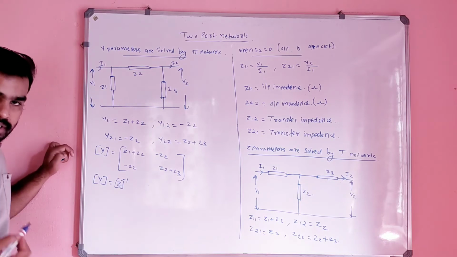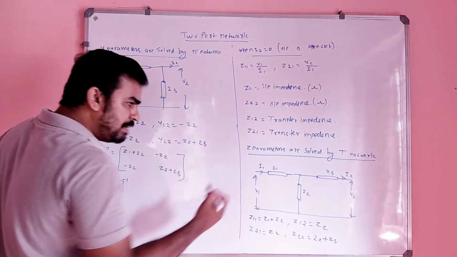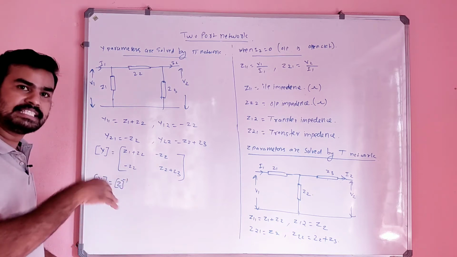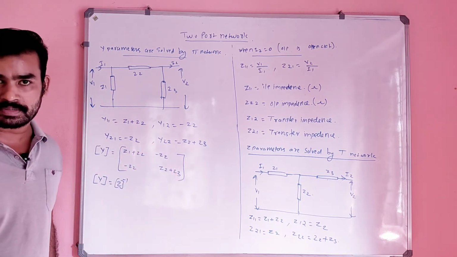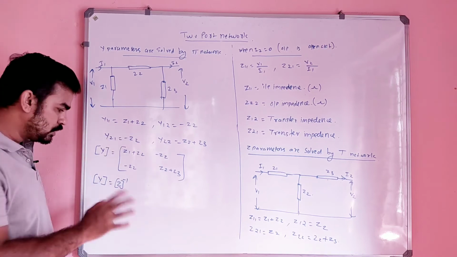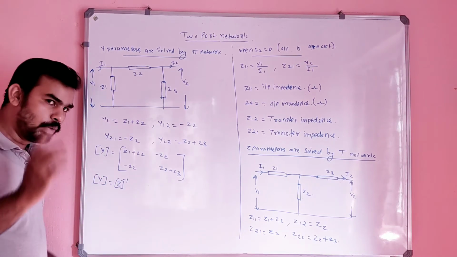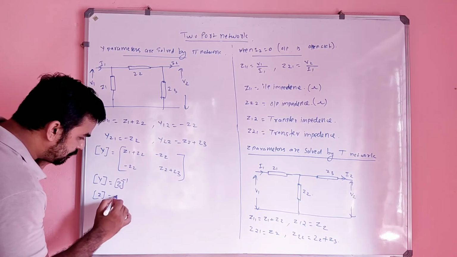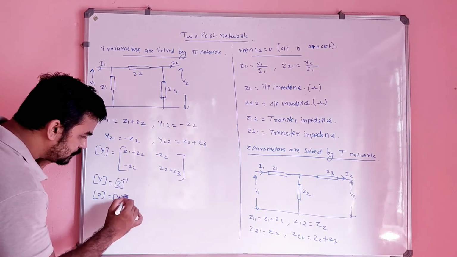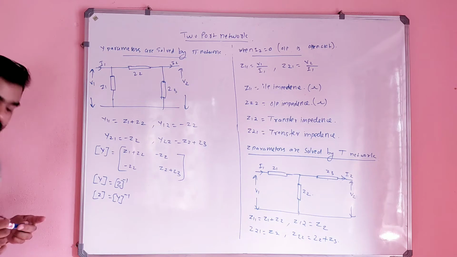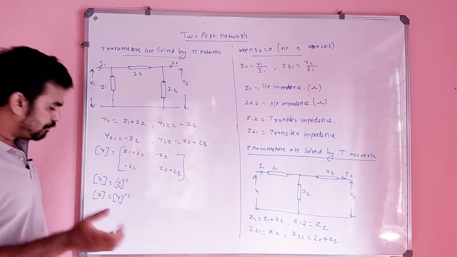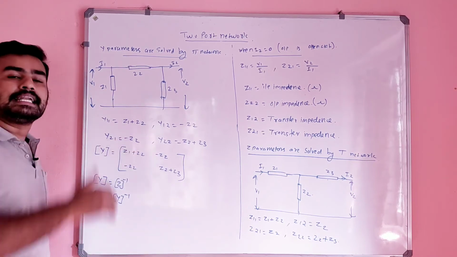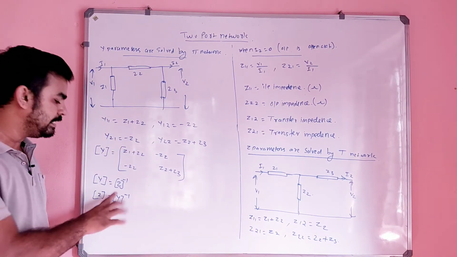If you have a Z matrix in your hand, then you can find its Y matrix by simply taking the inverse of that Z matrix. Similarly, vice versa, Z is nothing but Y inverse. That means if you have a Y matrix, then you can directly find its Z matrix by simply taking the inverse.